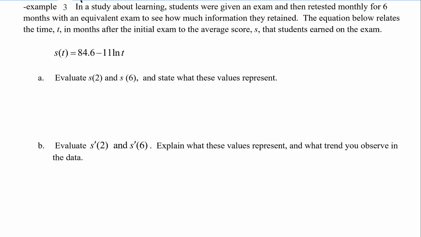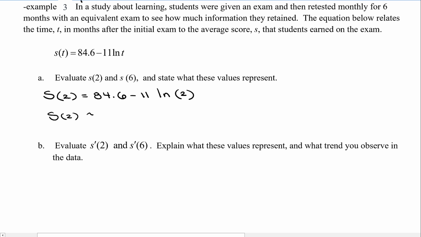So here we're going to be asked to evaluate S of 2 and S of 6. Let's start off by evaluating S of 2. S of 2 is going to basically represent the average score 2 months after the students have taken their initial exam. So let's go ahead and find that score first. S of 2 is going to be equal to 84.6 minus 11 times the natural log of 2. S of 2 is going to be approximately equal to 77.0. Now let's go ahead and find S of 6.